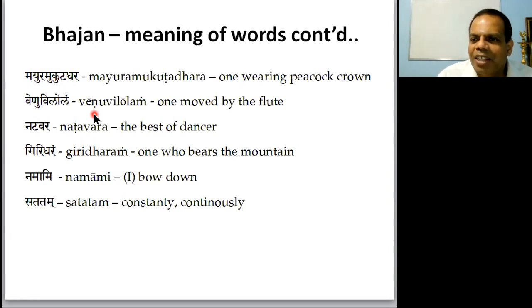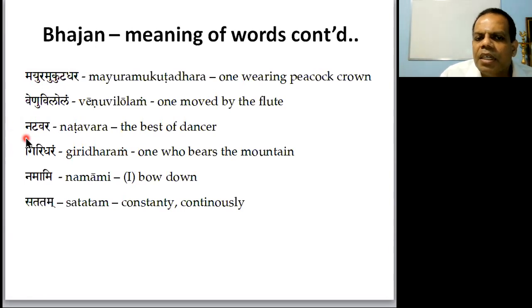Depending on your poetic imagination. See, the way the poetry is done, the words are given, how you interpret it can depend on your own imagination. That's poetry. Venu Vilolam. Okay, you come across this word quite often, I think, in bhajans. Murali Vilolana and all that.